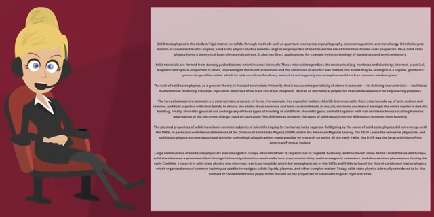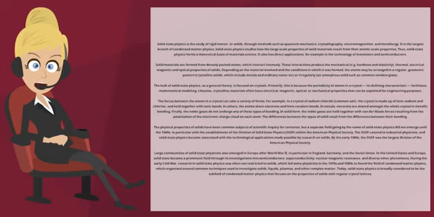It also has direct applications, for example in the technology of transistors and semiconductors. Solid materials are formed from densely packed atoms, which interact intensely. These interactions produce the mechanical, for example hardness and elasticity, thermal, electrical, magnetic and optical properties of solids. Depending on the material involved and the conditions in which it was formed, the atoms may be arranged in a regular, geometric pattern, crystalline solids, which include metals and ordinary water ice, or irregularly, an amorphous solid such as common window glass.